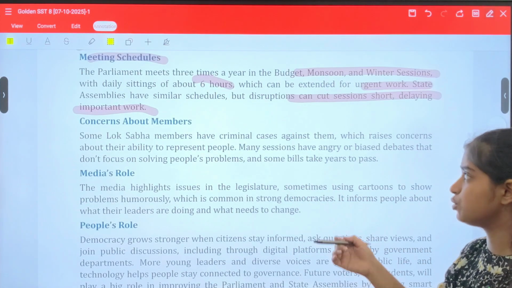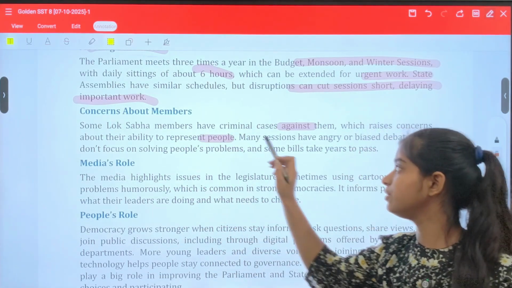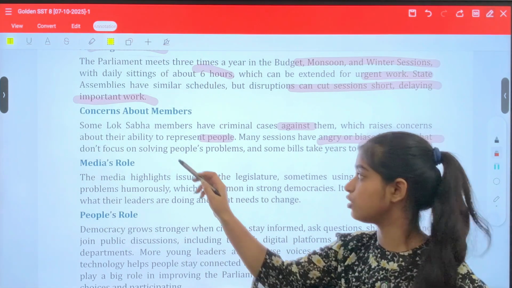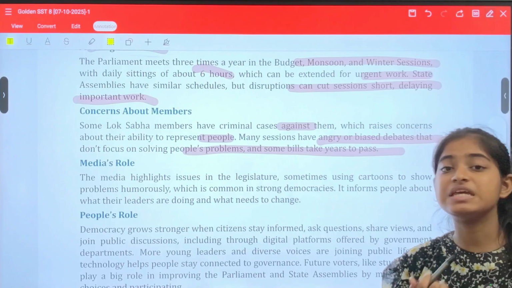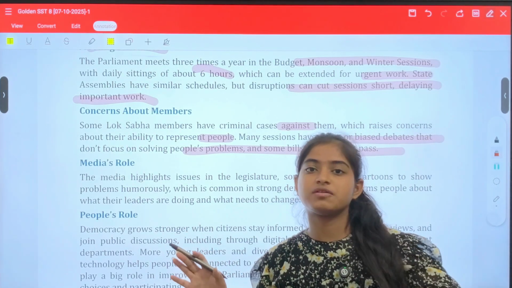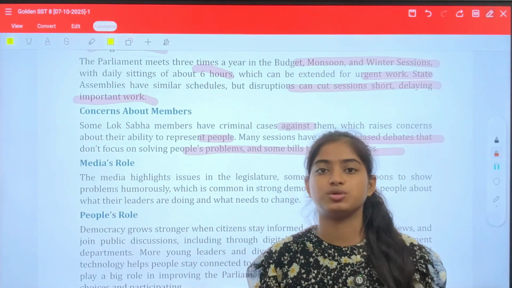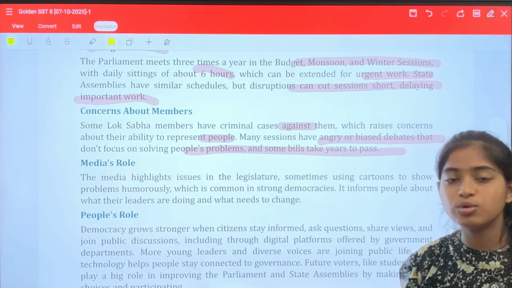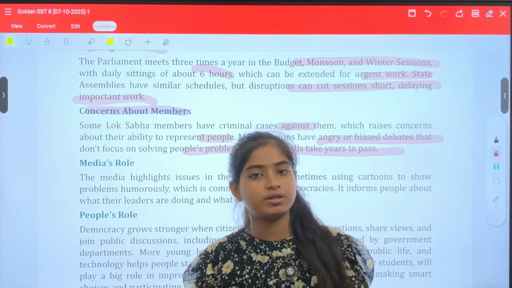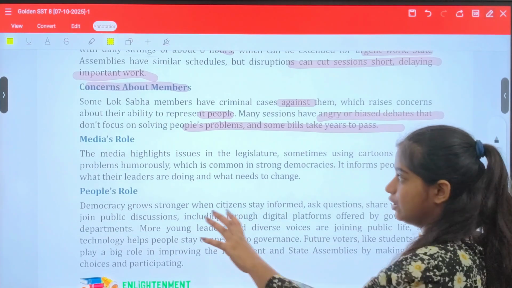Concerns about members: some Lok Sabha members have criminal cases against them, which raises concerns about their ability to represent people. Many sessions are disrupted or biased and don't focus on solving people's problems, and some bills take years to pass. We have seen that in the case of the women's reservation bill, years passed before it was passed. In fact, this was written in many books that this should happen. So many problems come up in passing any law, and it takes years to implement.